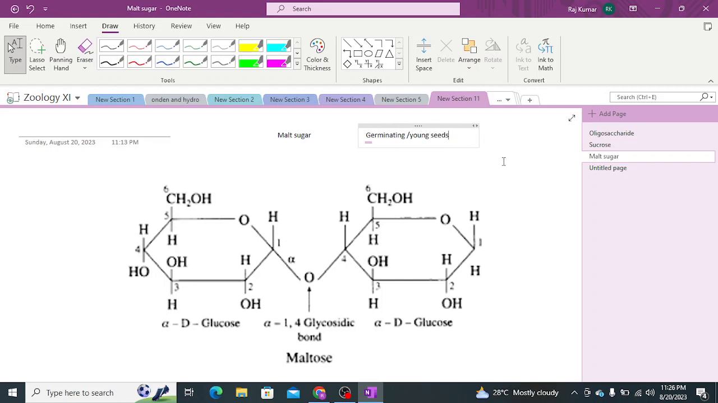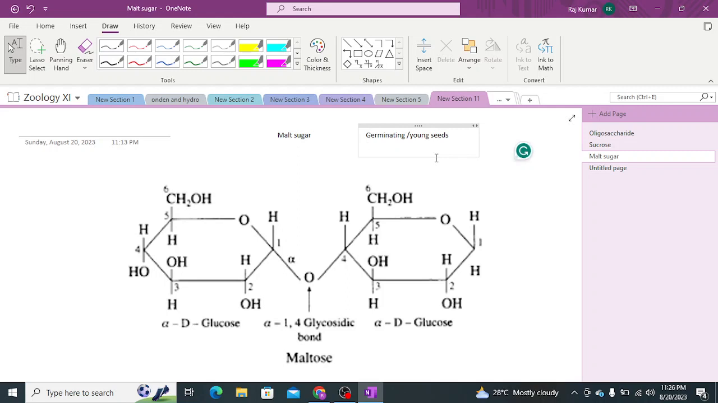It is made up of two units. The first unit is alpha D glucose, and the second unit is alpha D glucose as well. So it is made up of two units of alpha D glucose.